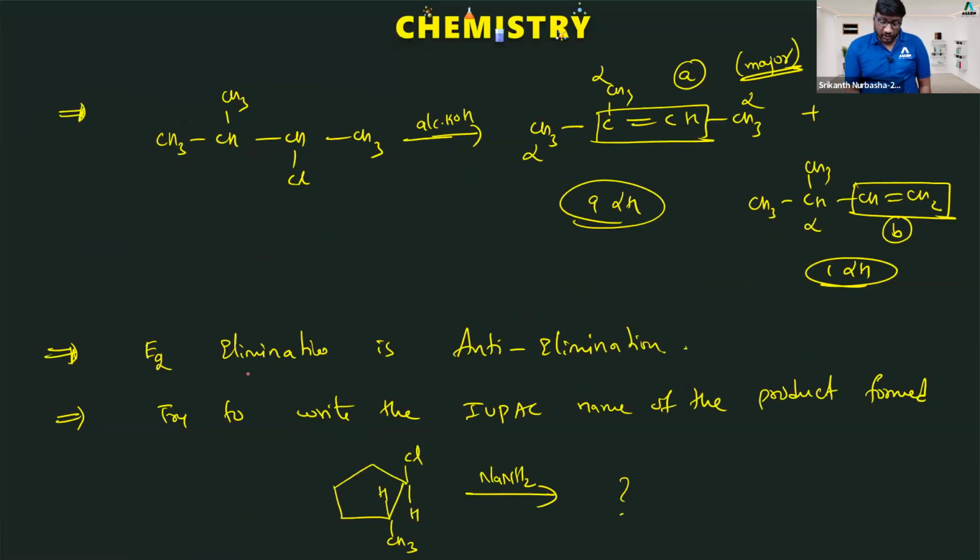Yes or no? E2 elimination is anti-elimination. If I take this particular alkyl halide, you will get this particular alkene. These are all the same things which you have discussed. Try to write the IUPAC name of this product. Why? Because the elimination has to happen from the other carbon's hydrogen only, because this hydrogen and this chlorine are on the same side.